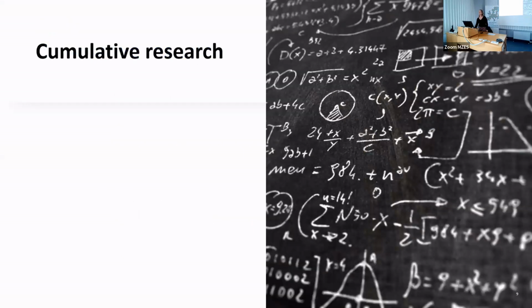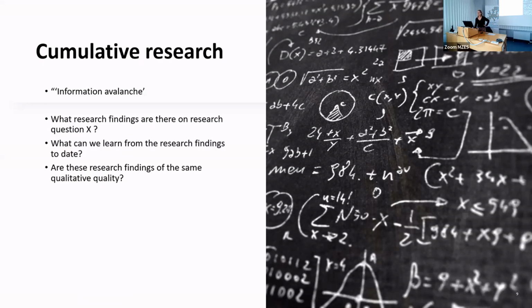So let's start with why cumulative research is important. There is a challenge of navigating the overwhelming amount of research available today. You see all these journals coming up with new and new publications, so on and so forth. This is often referred to as the information avalanche. When addressing a specific research question, like what research findings are there on X, we are faced with a huge volume of studies that must be filtered, understood, and also evaluated. However, it's not just about finding information, it's about evaluating which findings are of high quality, and which may not meet rigorous standards.